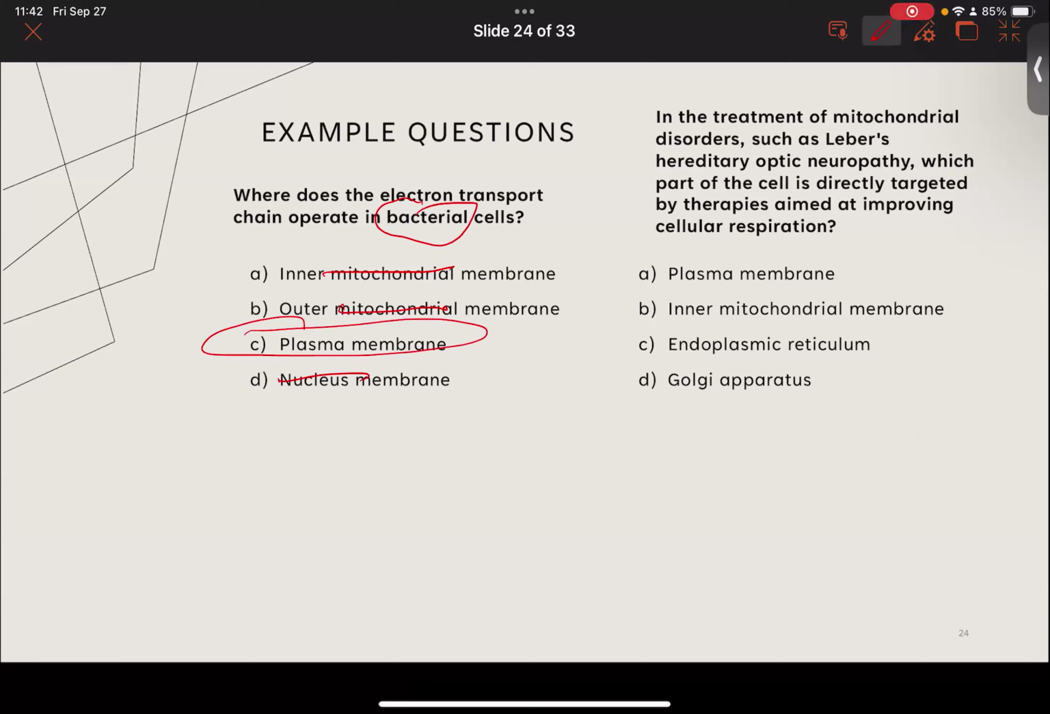In the treatment of mitochondrial disorders, such as Leber's hereditary optic neuropathy, which part of the cell is directly targeted by therapies aimed at improving cellular respiration? So you've got a problem with cellular respiration, which is also aerobic respiration. They are interchangeable terms. And if you weren't sure, you could ask me. That would be fine.